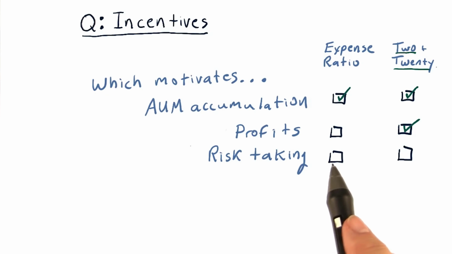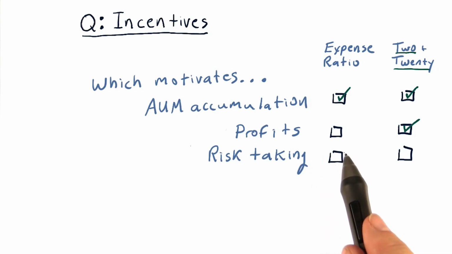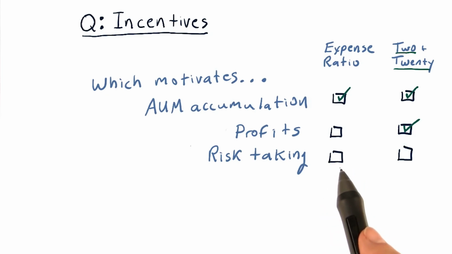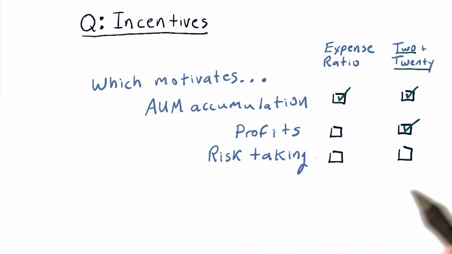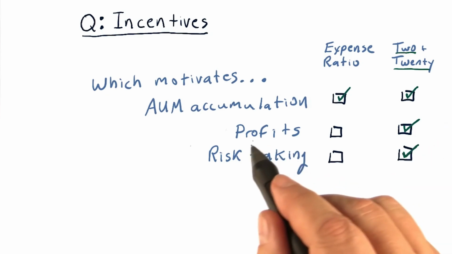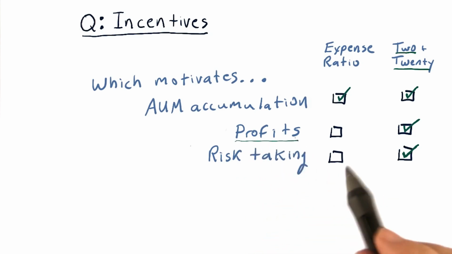With regard to risk-taking, an expense ratio based fund really is not incentivized to take risks at all. If they take risks, there's no compensation for it. Under the 2 and 20 model, though, they are incentivized to take risks because that's how they can get to profits.